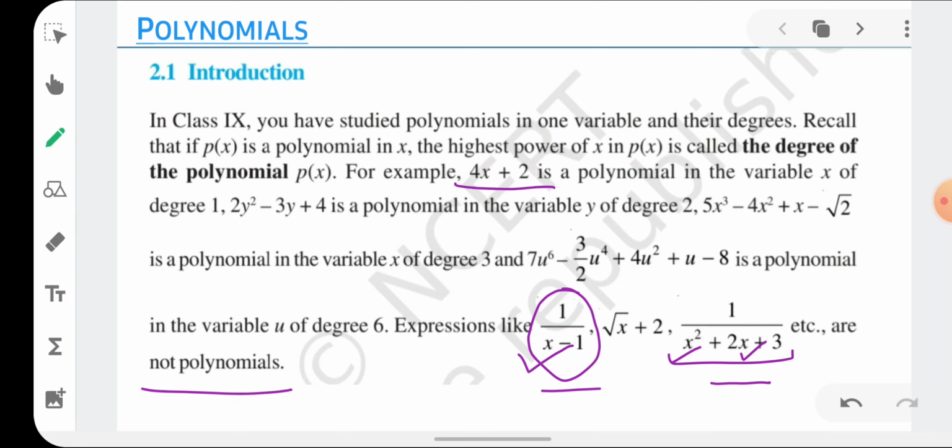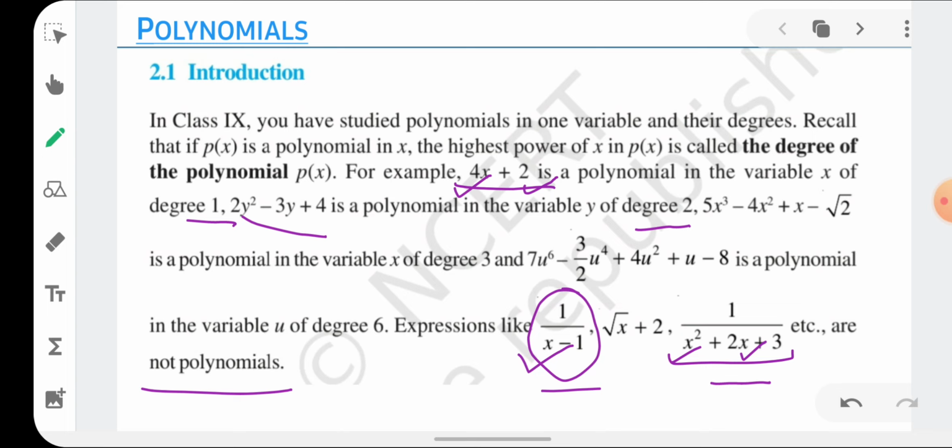But look at the example 4x plus 2. This is a polynomial because it has the constant 2 and it has the coefficient 4. So this is known as a polynomial in the variable x. The highest power of x is 1. That's why degree 1. In the same way, 2y square minus 3y plus 4 is a polynomial in the variable y of degree 2, because the highest power is 2 there.